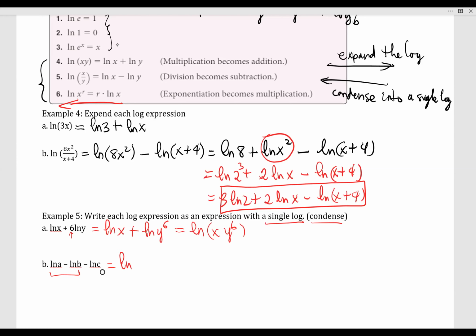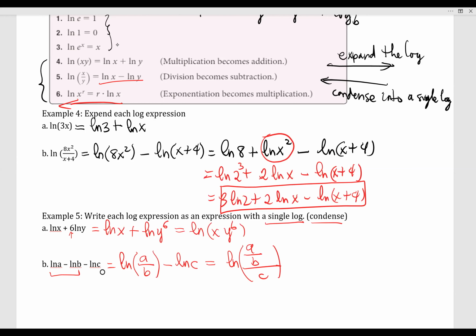You combine that. Look at the property: you have subtraction, so you change it to become division, right? So ln of the top one is going to be a, and the bottom of the fraction is going to be b. Okay, because I subtract for that, right? Then I subtract for ln of c. Okay, keep moving. So I will have ln of a over b, everything over c.